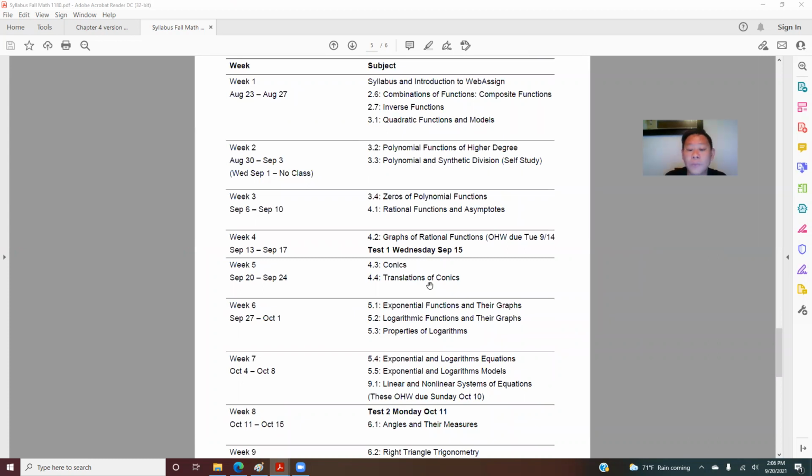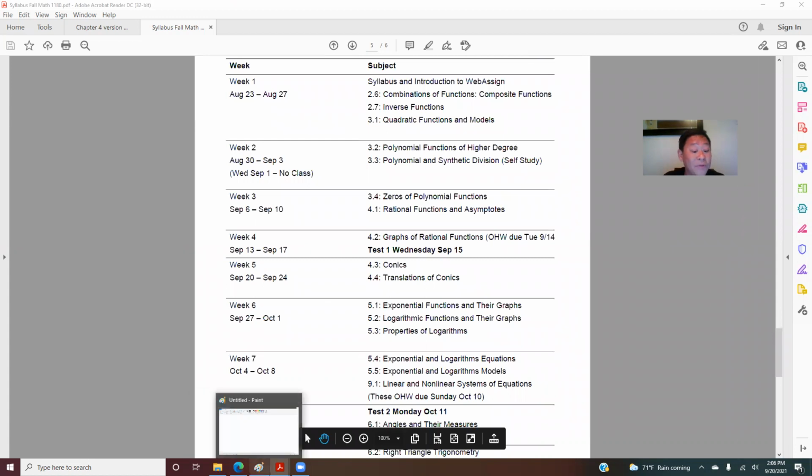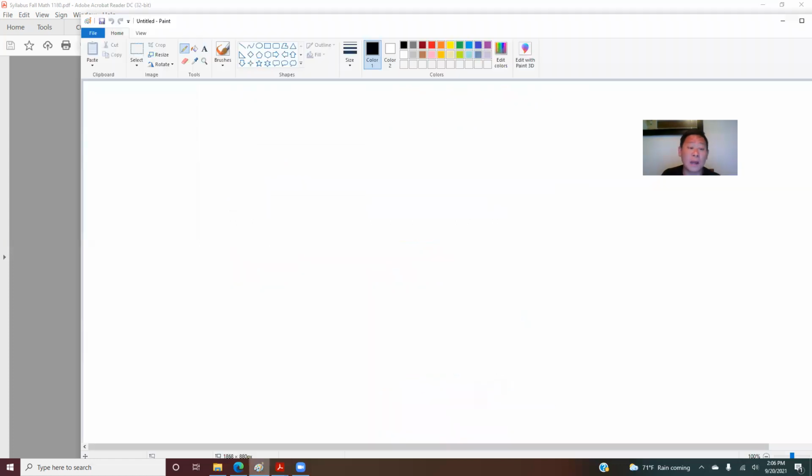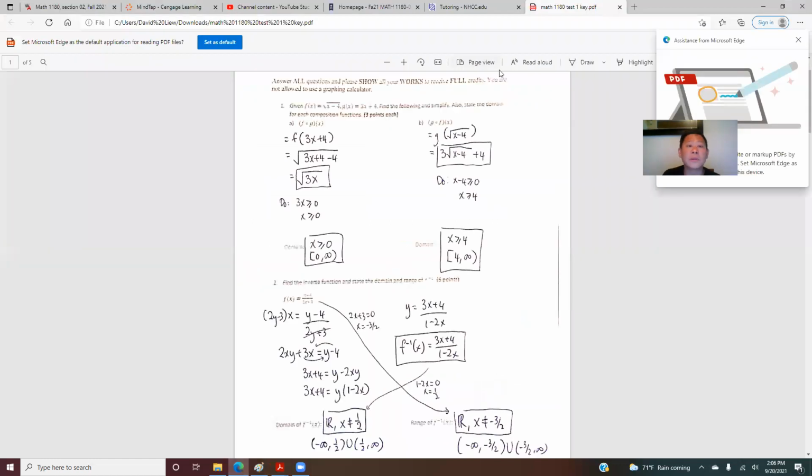This is still considered the algebra piece, so make sure you understand how to do this one. And again, if you need help, I don't have Zoom on Tuesday and Thursday. If you do need Zoom help, just send me an email and I'll set up Zoom meetings with you. That is also very important.